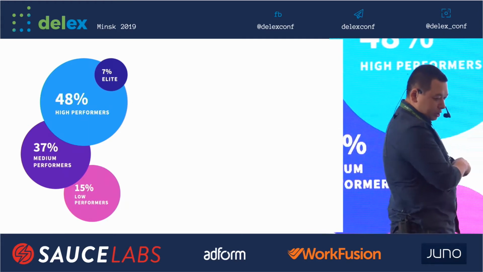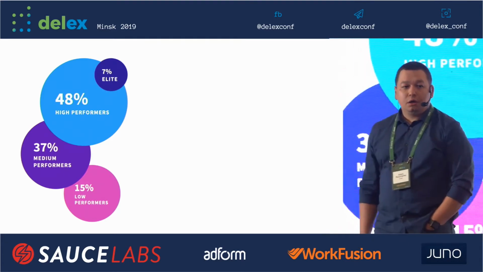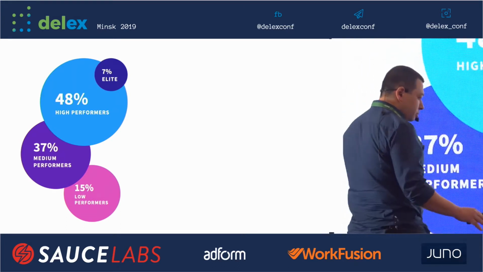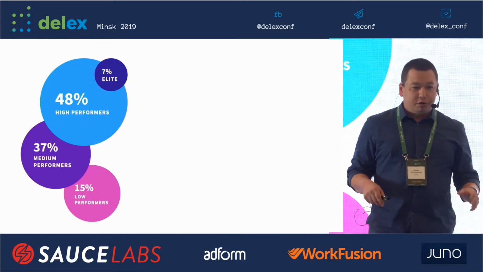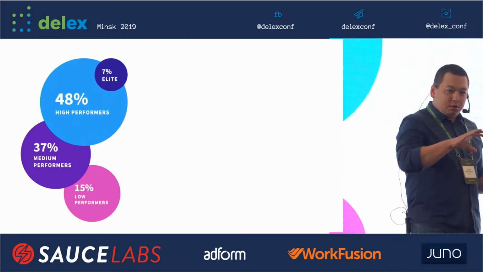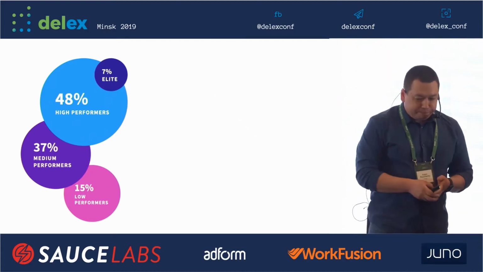I'm a bit skeptical about adopting these numbers. And they say that in this case it is close to 50%. Technically, the elite group is a part of high performance, so the overall is 48, right? I just moved this circle to look fancy, right?